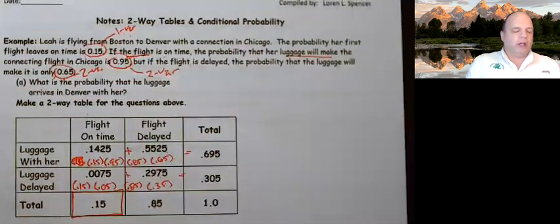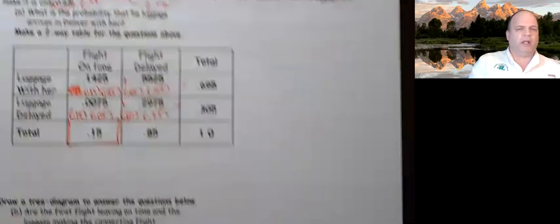I'm not ever going to grade a table. I'm not going to grade the tree diagram. I just need to see your work as to how you got it. And for a lot of people, the tree diagram is the way to go. So here we go.